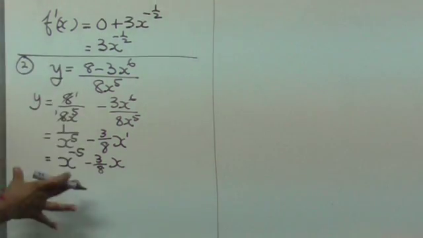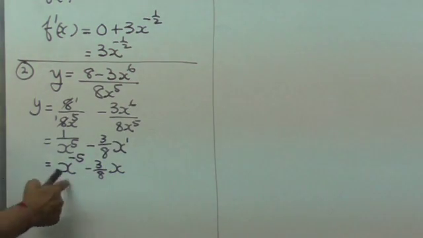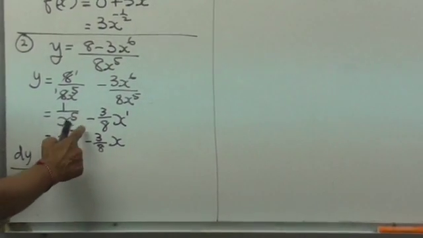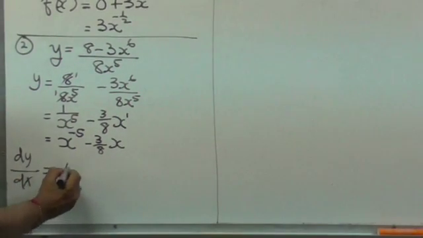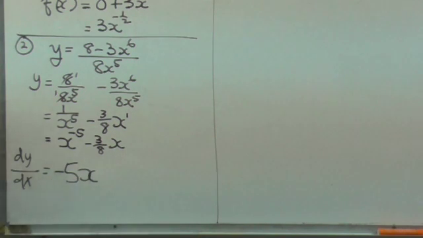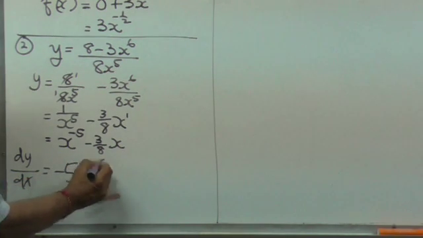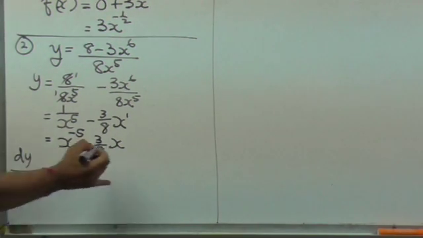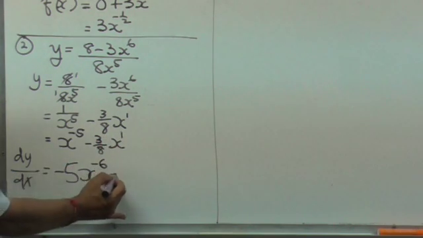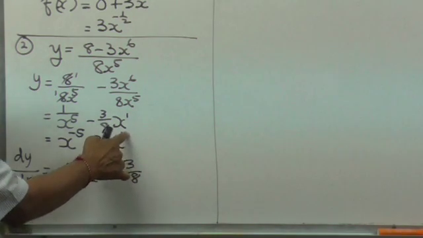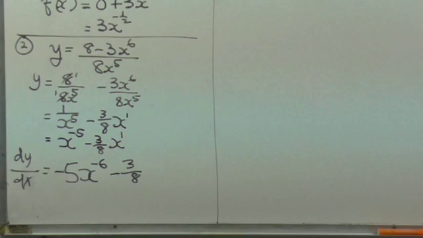So let's focus on this part over here. We want the answer, so dy by dx is equal to minus 5 times 1, which will give you minus 5. Write down x. Now minus 5 minus 1 will give you minus 6. Now this 1 times minus 3 will give you minus 3 over 8, and that will become x. 1 minus 1 will give you x to the 0. X to the 0 I can ignore. So that's your final answer for number 2.